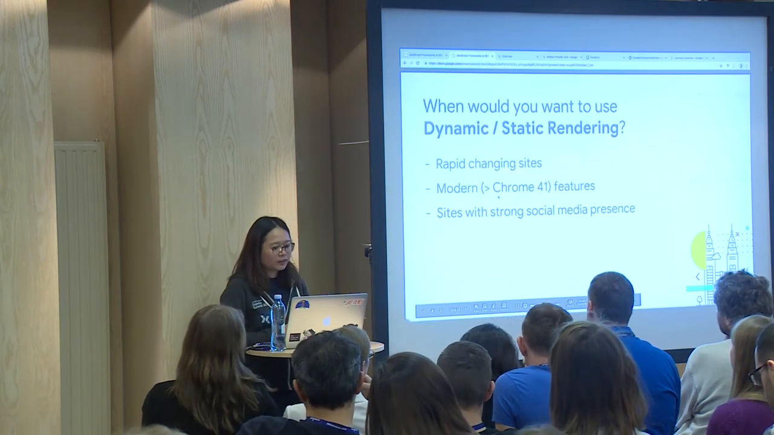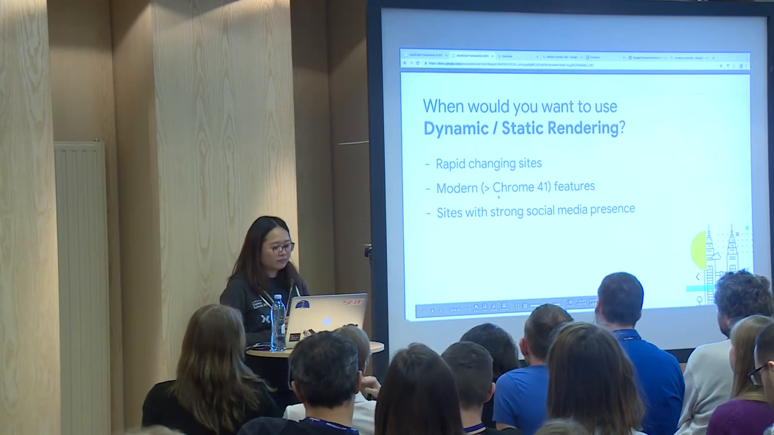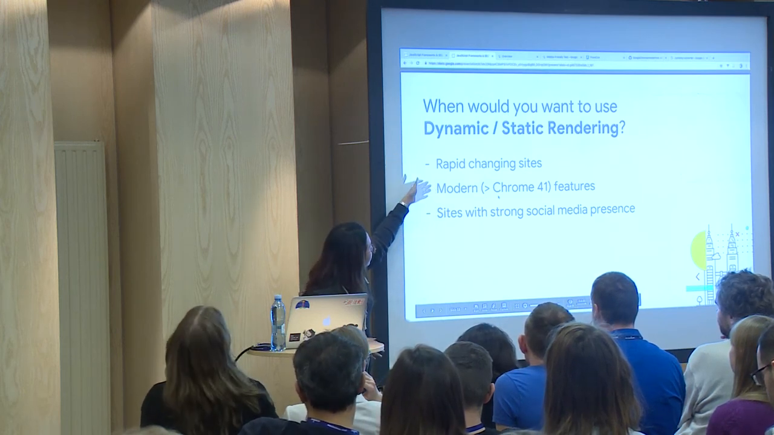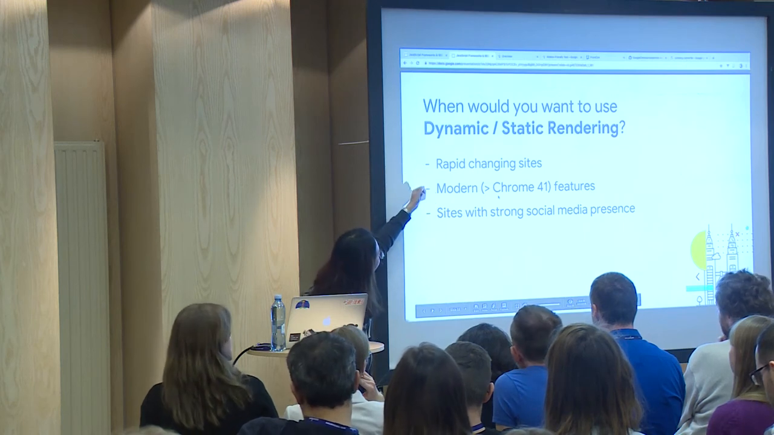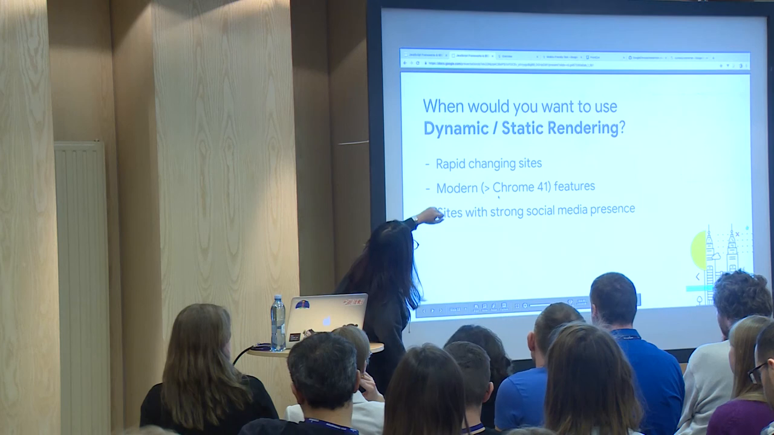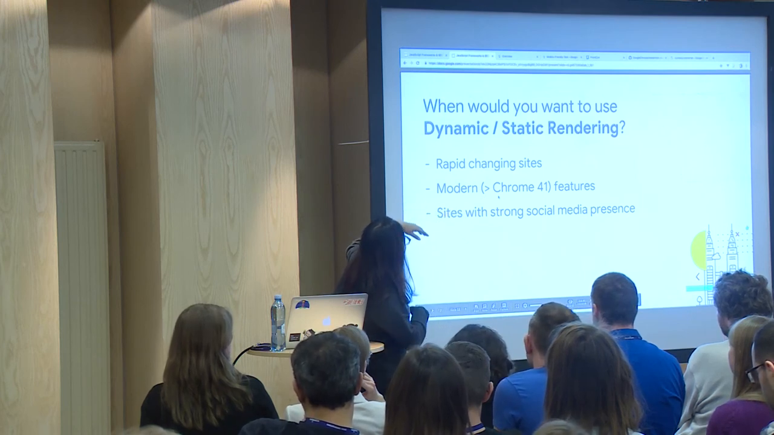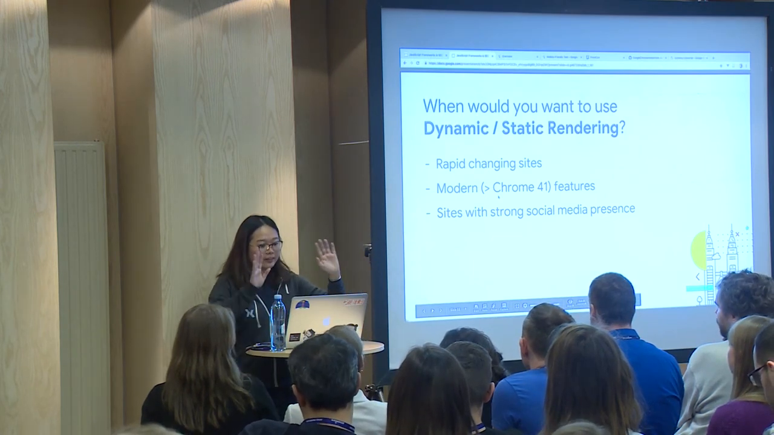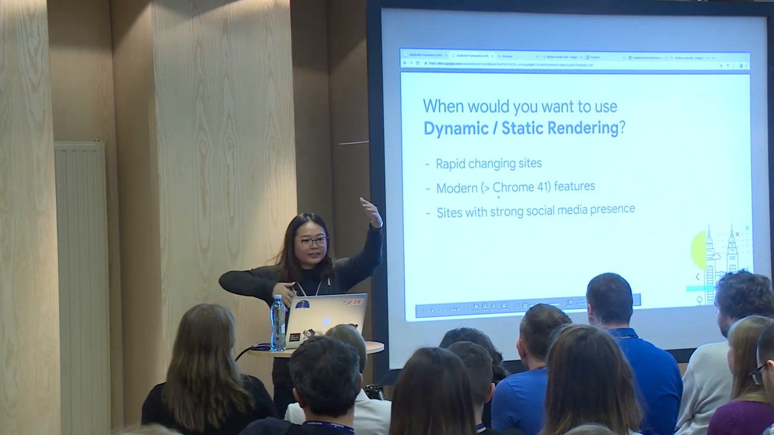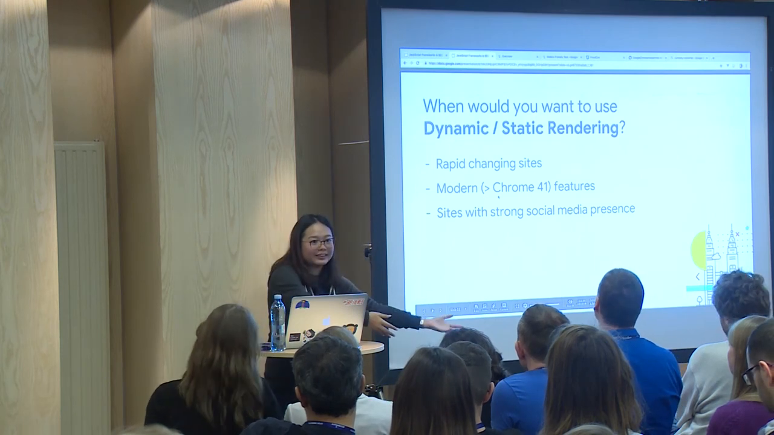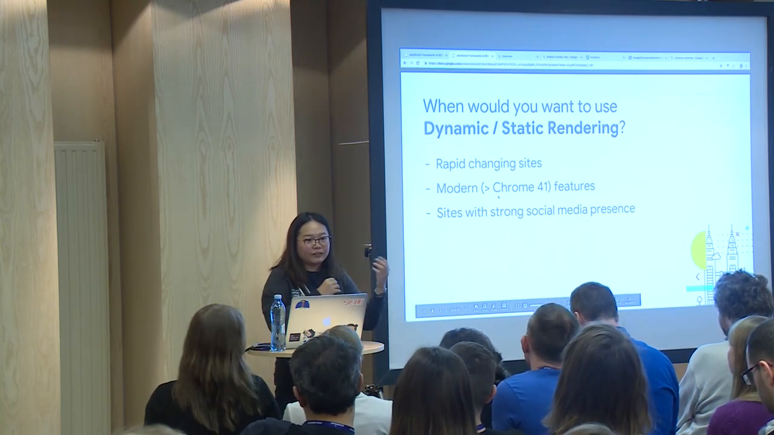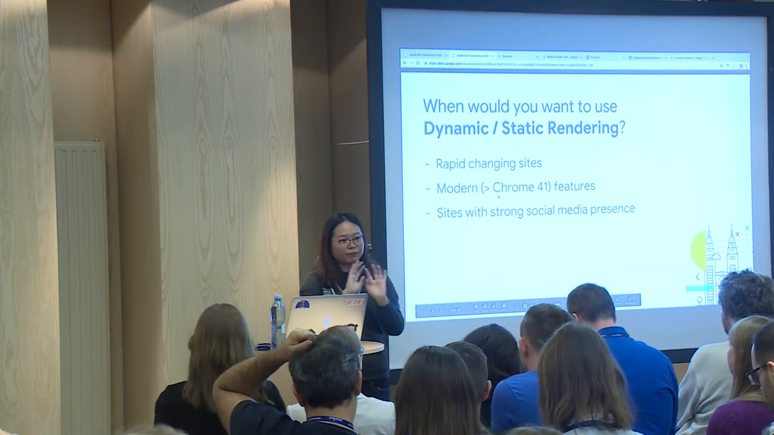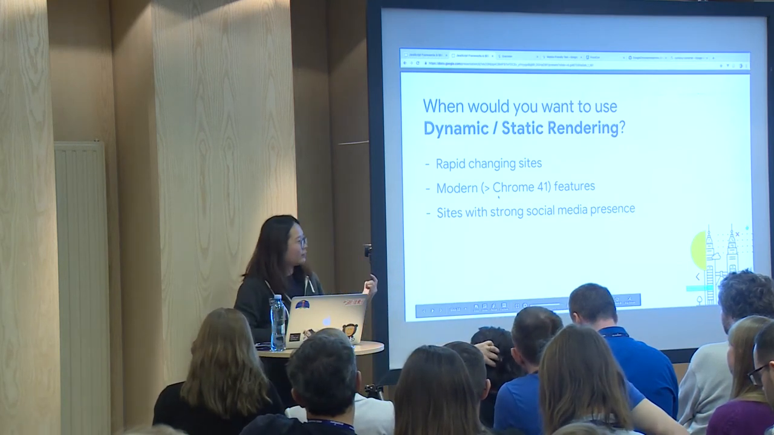Okay, so when would you want to use dynamic and static rendering? For a rapidly changing website, you definitely go for dynamic. If you want to use modern features beyond Chrome 41, you also need to use dynamic, because if you deploy dynamic rendering or static rendering, you pre-generate the page before the crawler sees it. Then you can use the latest features, and you just give Googlebot the whole HTML so it doesn't need to do anything. If you do this for them, then you are fine.